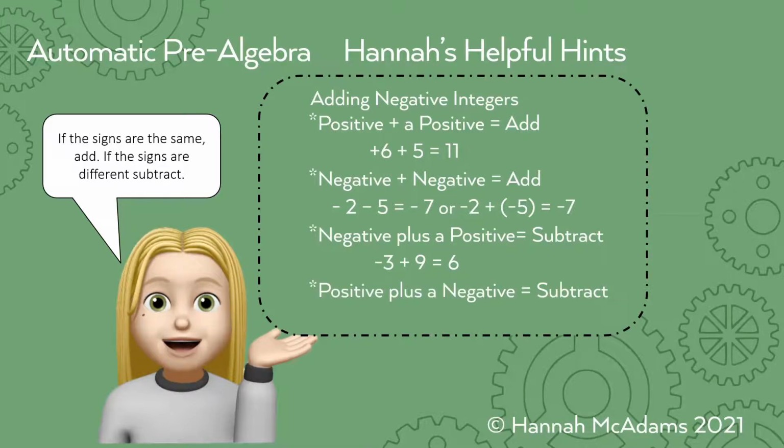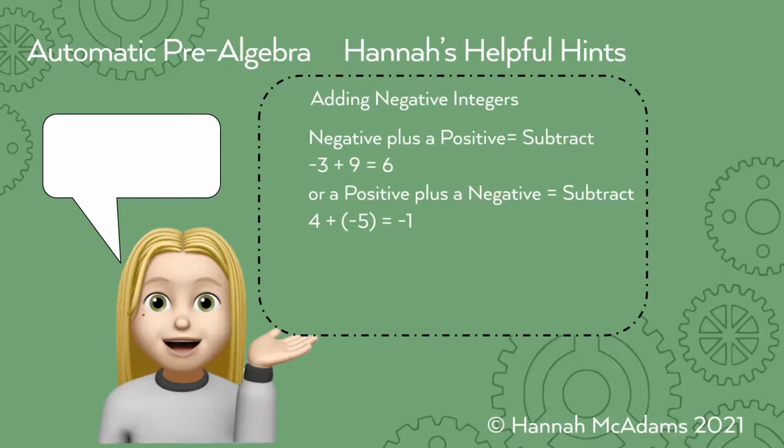A positive plus a negative also means subtract. So those are different signs. So we have 4 minus 5 is -1, or 4 plus a -5 is -1.